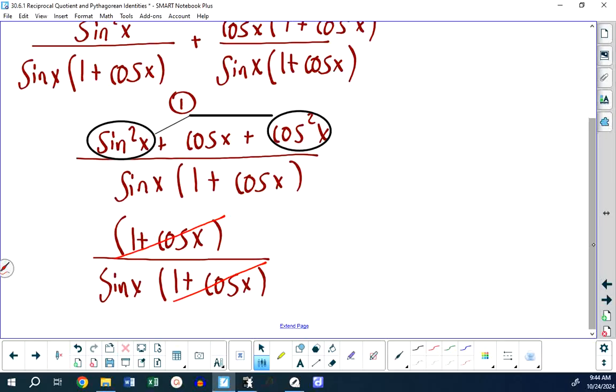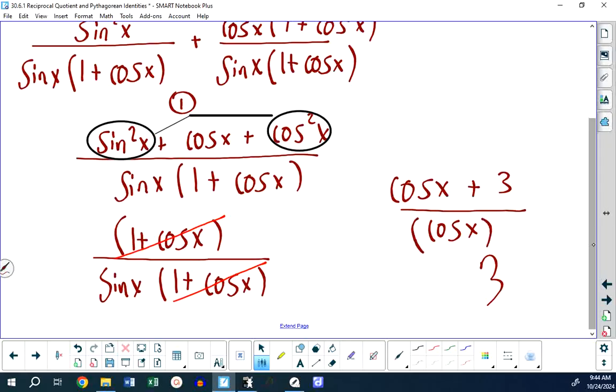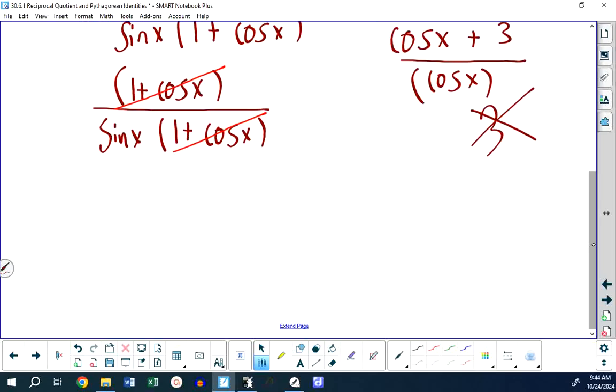So if you have, you want to see that vein in my forehead start to pop? Do that. You cannot do that. Cos of x is not a factor of the top. It is a factor of the bottom, but it's not a factor of the top. It's not allowed. Okay? So this is 1 over sine of x, which we can write as cosecant of x.